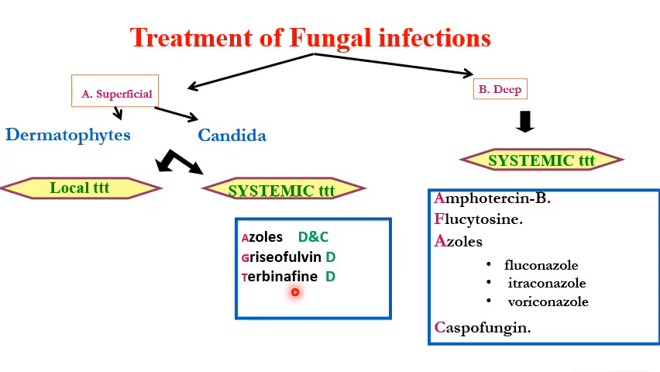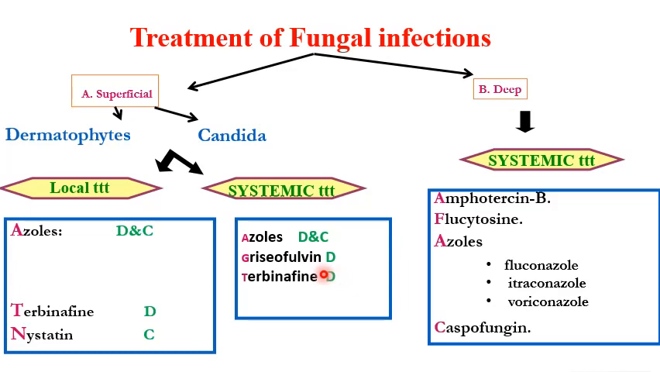Griseofulvin and terbinafine. Griseofulvin and terbinafine are used for dermatophytes or tinea. For topical treatment we can also use azoles, as azoles are broad spectrum antifungals, but we use azoles that are systemically toxic for systemic use. So these azoles are used topically only.